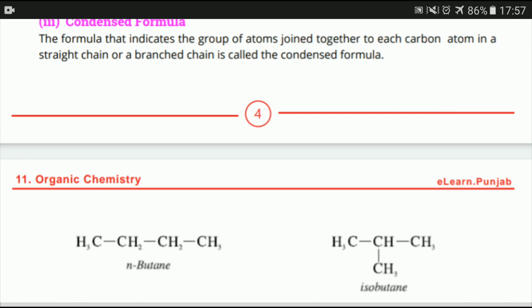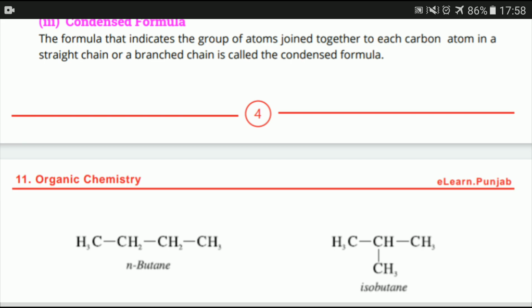There were 4 types: molecular formula, structural formula, condensed formula, and electronic formula, that is dot and cross formula. 2 types we have learnt already. Now the third type is condensed formula. What is the definition of condensed formula? The formula that indicates the group of atoms joined together to each carbon atom in a straight chain or branch chain is called the condensed formula.